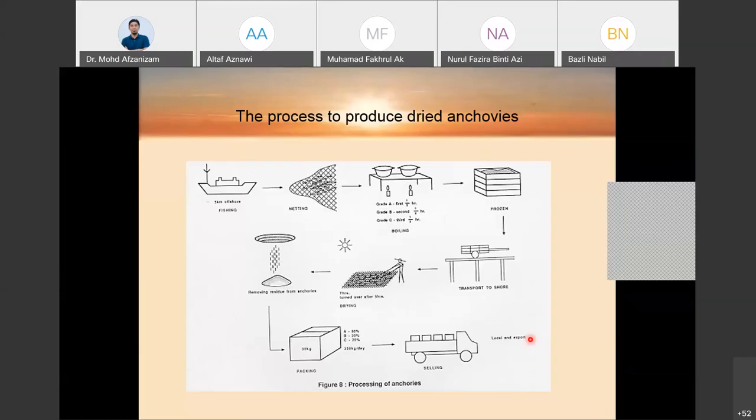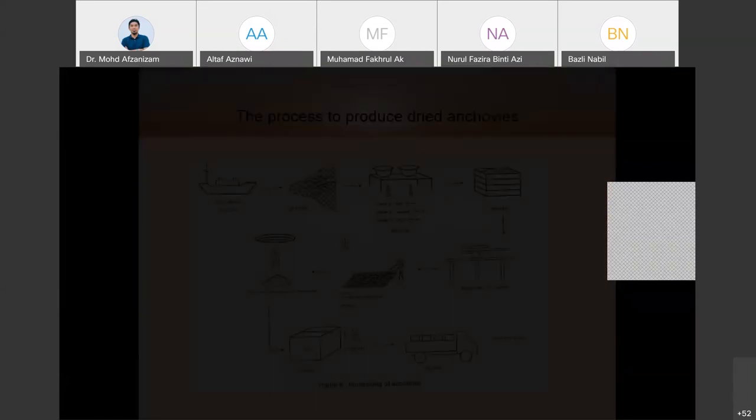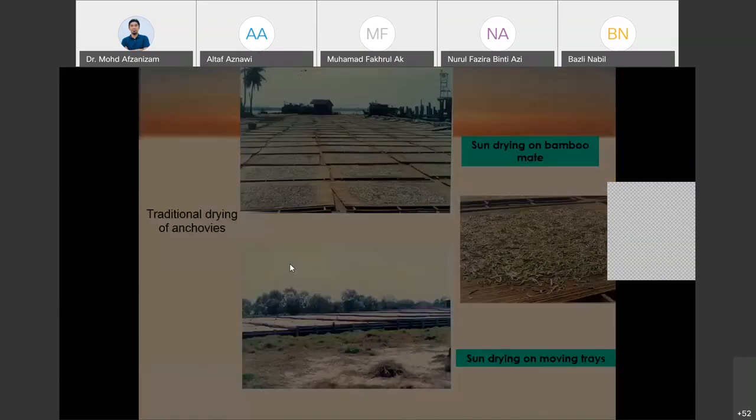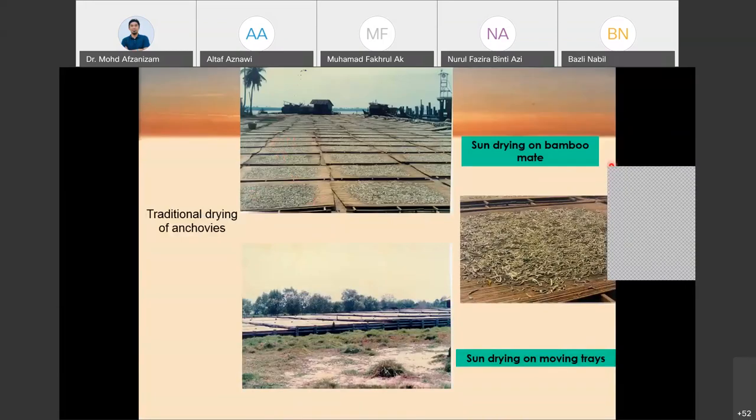Okay, this is another one, the anchovies. You can see this from the fisherman, from the boat, using netting to catch the fish, and some of it is dried and frozen, then goes for cleaning of the fish. Then there is open sun drying, and some of them put the fish on a bamboo mat, on the bamboo tray.